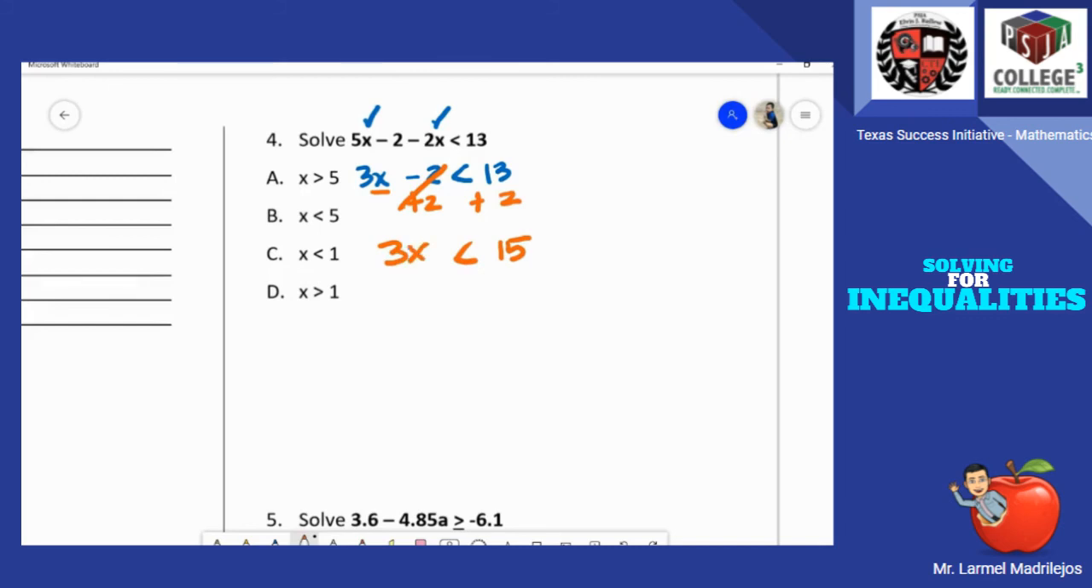Next, I need to isolate x. So this is multiplying. I need to divide my term with 3. Divide this by 3 on both sides of the equation. X is less than 15 divided by 3. It's 5. So that will be my answer. Answer is letter B.